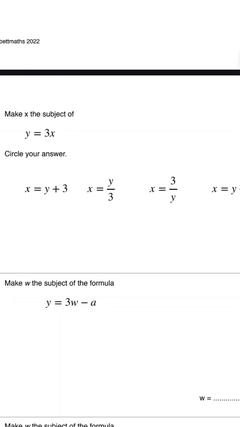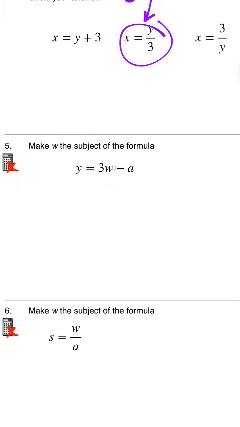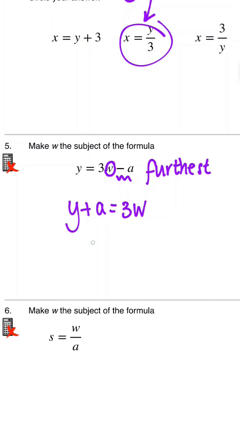For example, making X the subject here, 3 is in the way, so we divide by 3, it's the opposite. And there it is in the answers. W is what we want. First, do the one that is furthest away. So the -a we add on because we do the opposite, and then we can divide by 3.